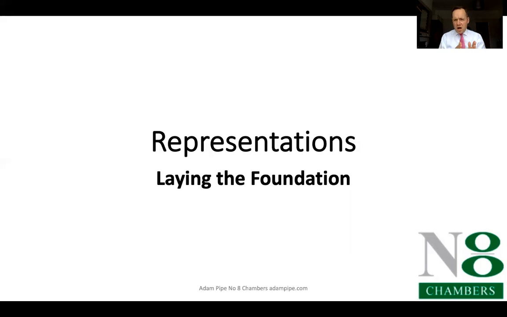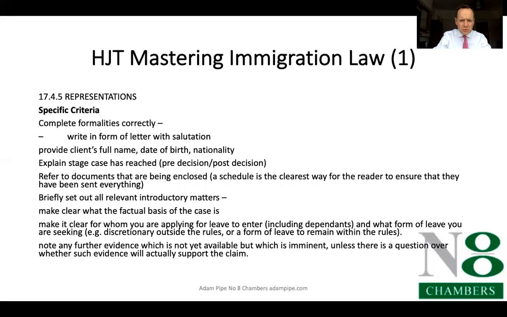So let's start our first of three sections looking at representations, and you'll see my subtitle there: representations, laying the foundation, because representations are the important foundation for a case. Good representations submitted in support of an application can make a huge difference. Obviously, we want an application to be successful, and even if it's not successful, the representations can make a huge difference at appeal or on an application for judicial review.